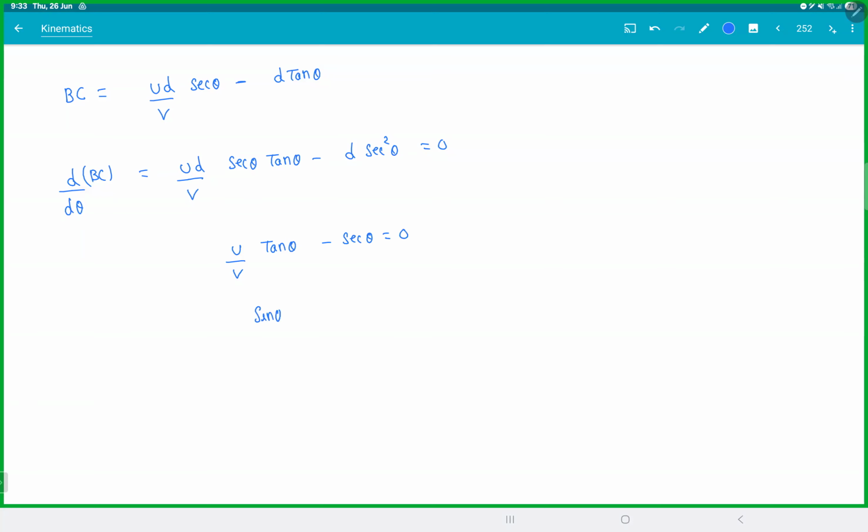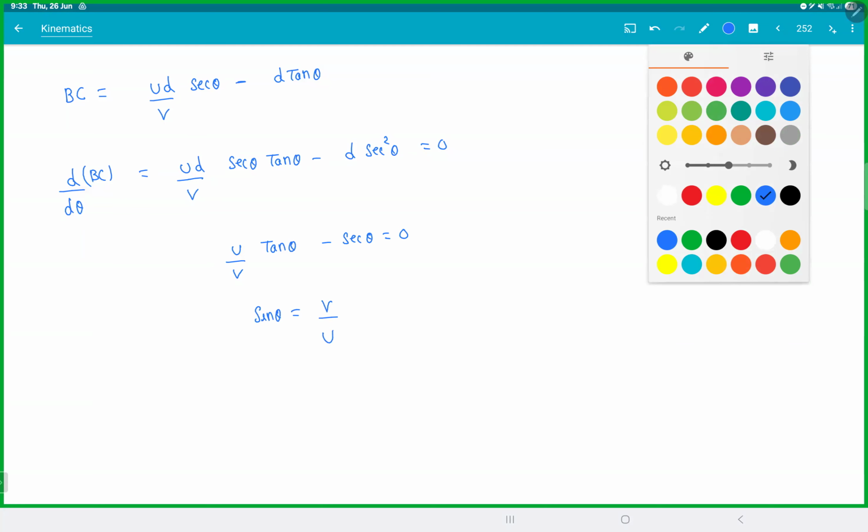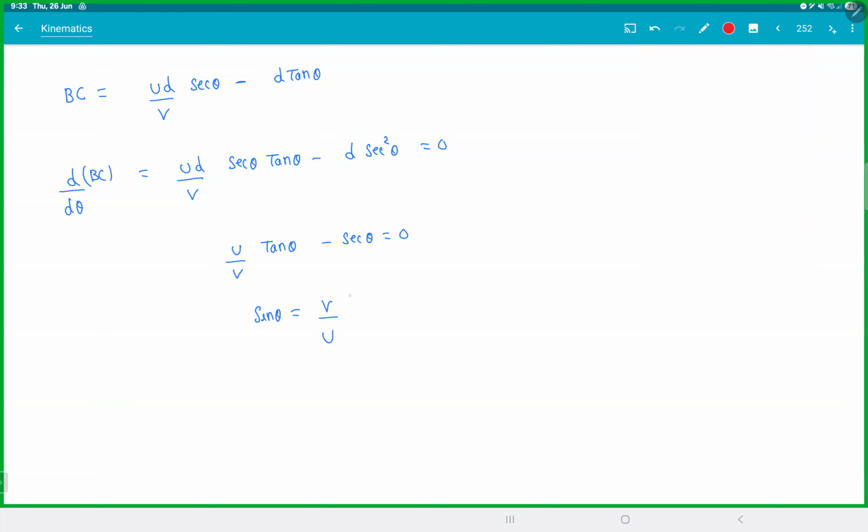You get a pretty neat result actually. You get sin theta is V by U. Pretty easy to remember. Case 2's result is U by V, case 4's result is V by U. So if you go with this angle, you'll get a minimum drift.